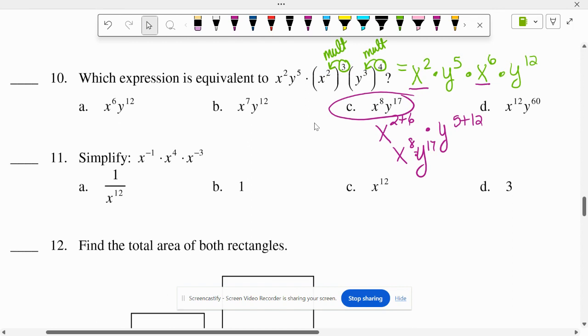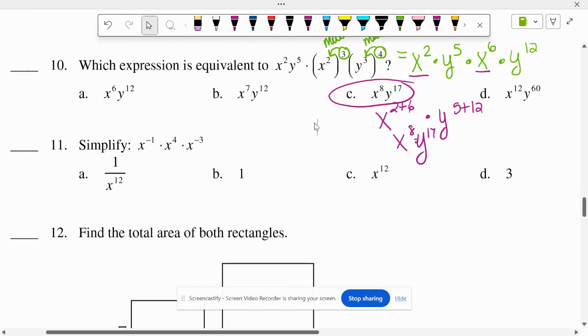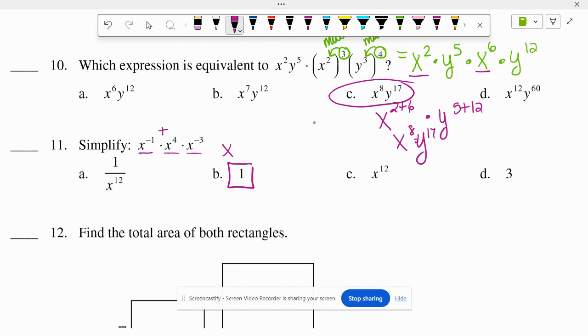All right. Next example. Uriah, tell me the base is the same, so I add the exponents. So what's my final answer? It's the whole number 1. How did you get that? Well, negative 1 plus 4 is what? And 3 minus 3 is? And x to the 0 is 1, right?